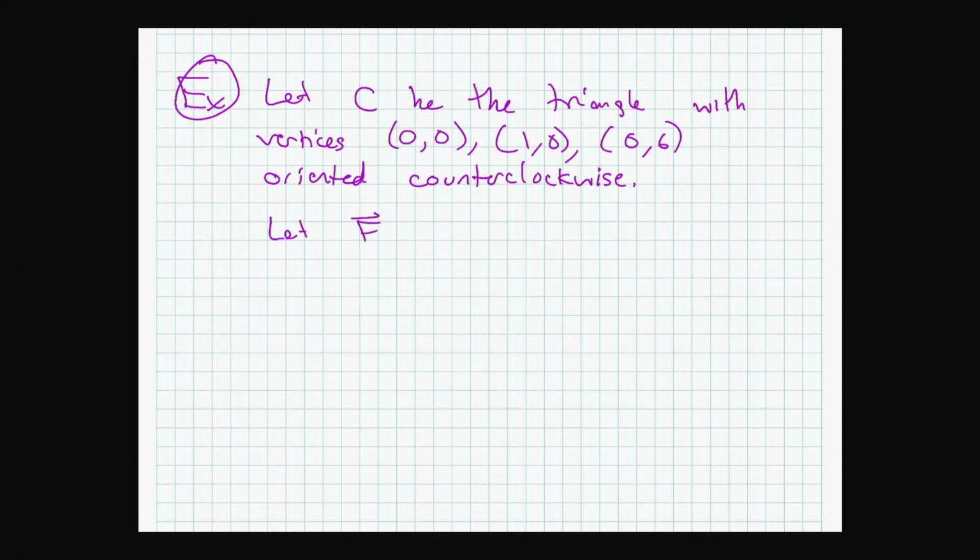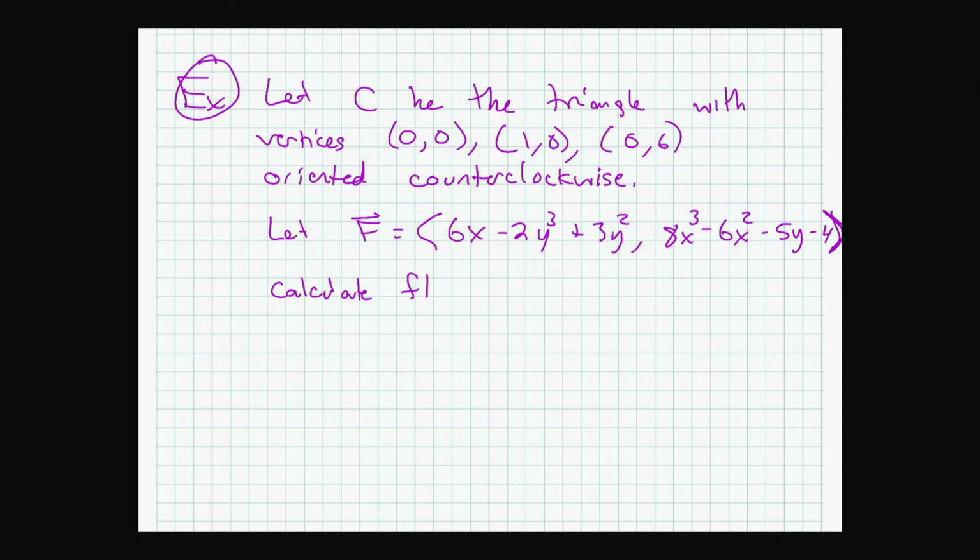Let F equal, looking a little complicated here, ⟨6x minus 2y cubed plus 3y squared, 8x cubed minus 6x squared minus 5y minus 4⟩. Yikes. Now, it's not as bad as it seems, because when you do partial derivatives, some of these terms drop off. That's another nice thing about it. And they say calculate the flux across C. Flux of F across C.